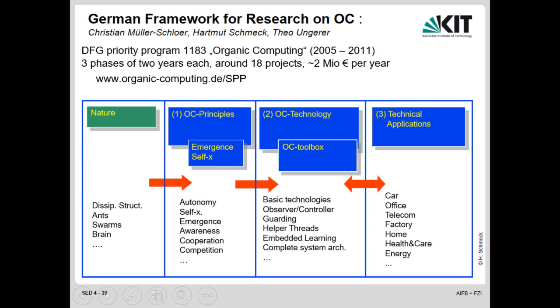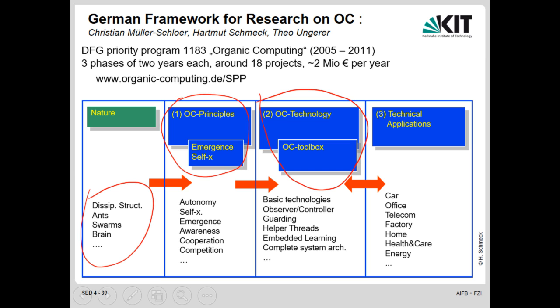I was actually the one who coordinated that, and we had 18 projects all over Germany with a 2 million budget per year. The idea was to design principles for these systems, about self-organizing systems having some kind of emergent properties, and to be inspired by things that we can see in nature, because there we can observe many self-organizing systems. We intended to come up with a toolbox for how to design self-organizing systems.